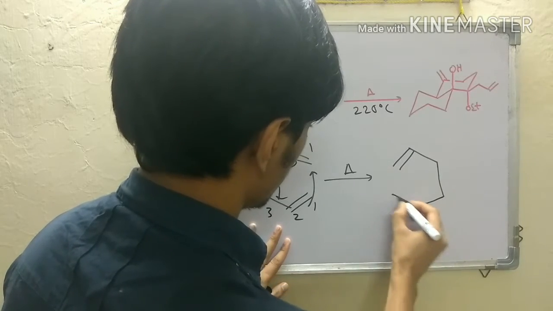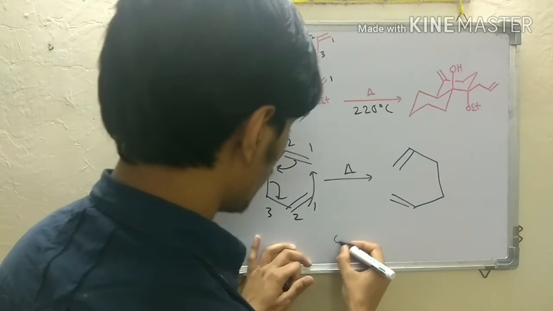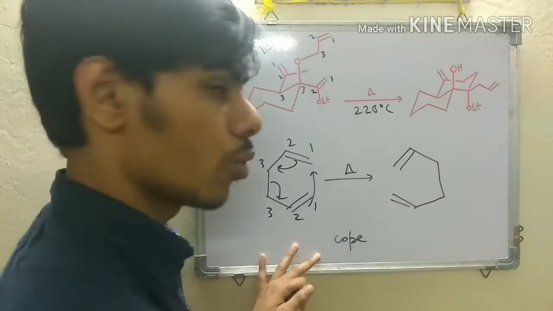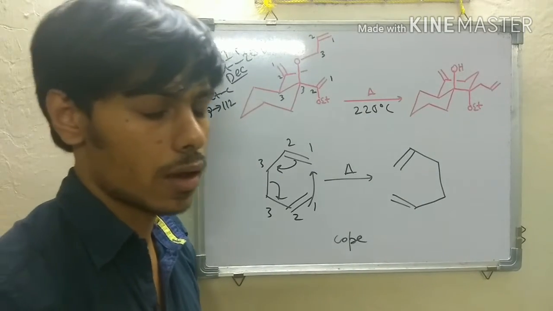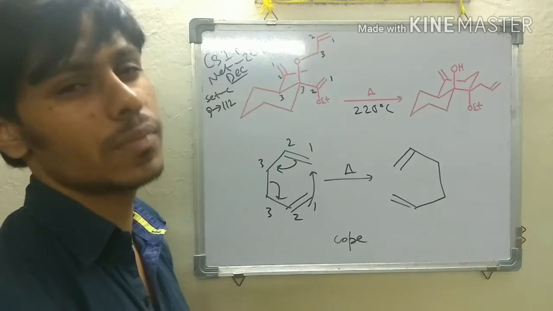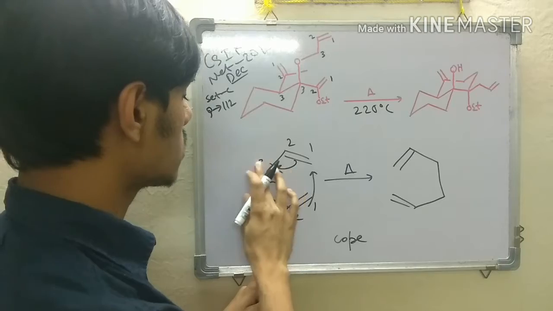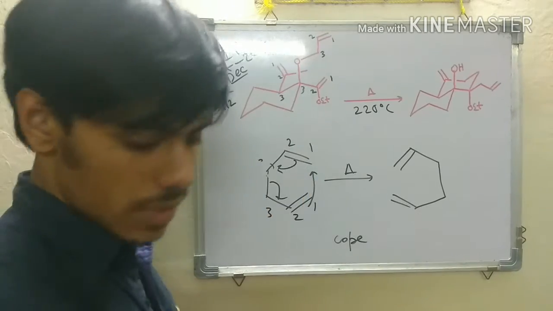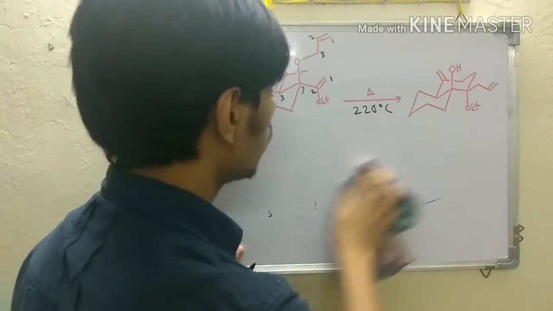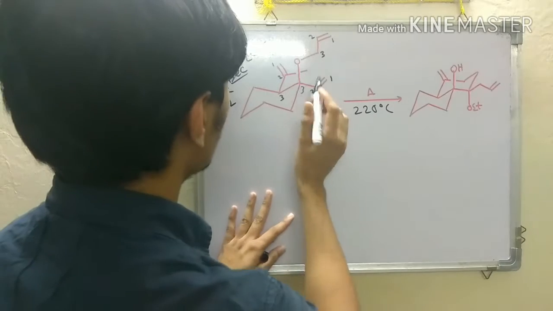Okay, and this is called the Cope rearrangement. If the oxygen atom is not there, then it is Cope. Both Cope and Claisen are sigmatropic shifts and more or less the same reaction, but the only difference is that for Claisen you should have an oxygen. So in this case there is no oxygen, so it is basically a Cope reaction. From this substrate, if you apply heat, there is only a possibility of Cope rearrangement.